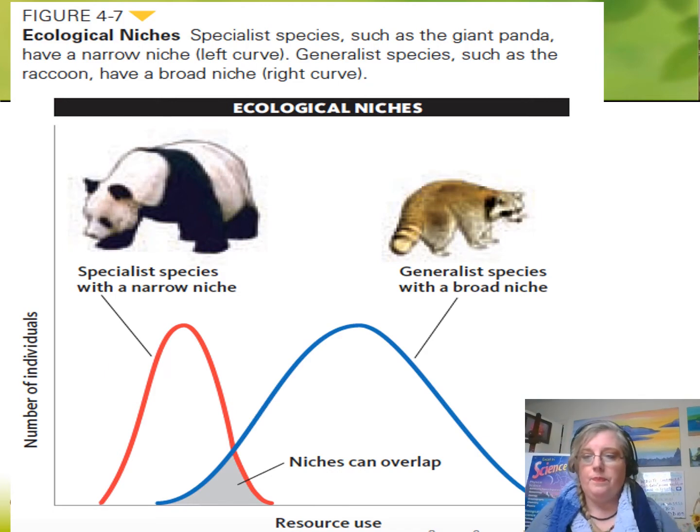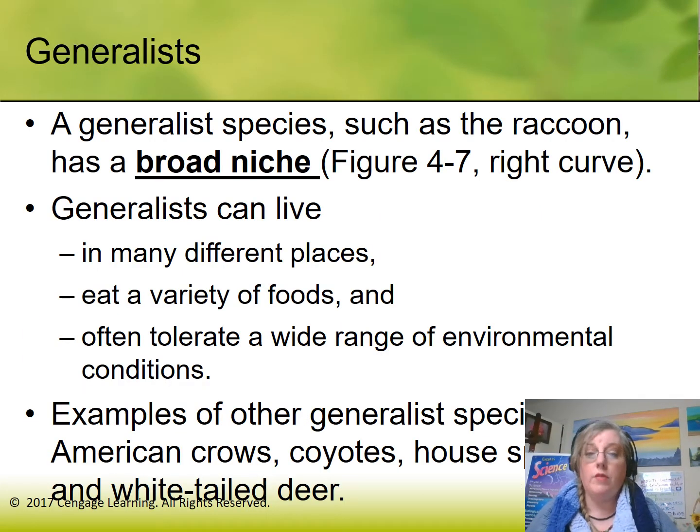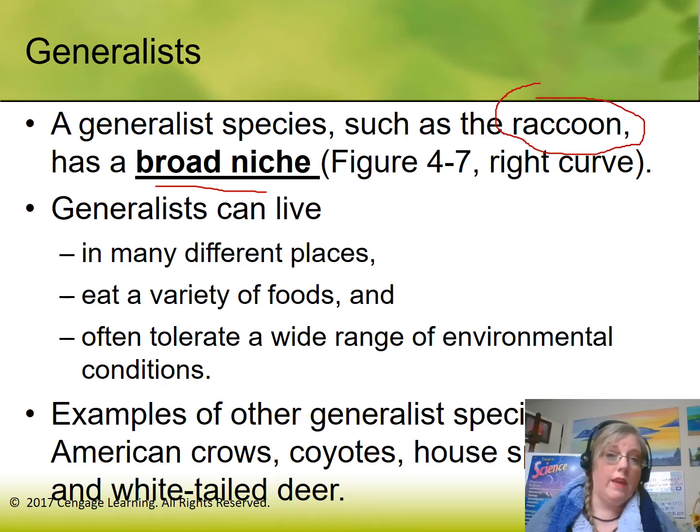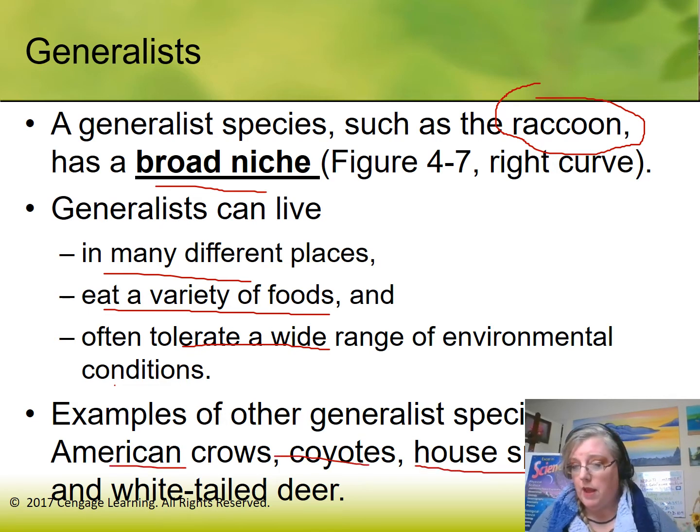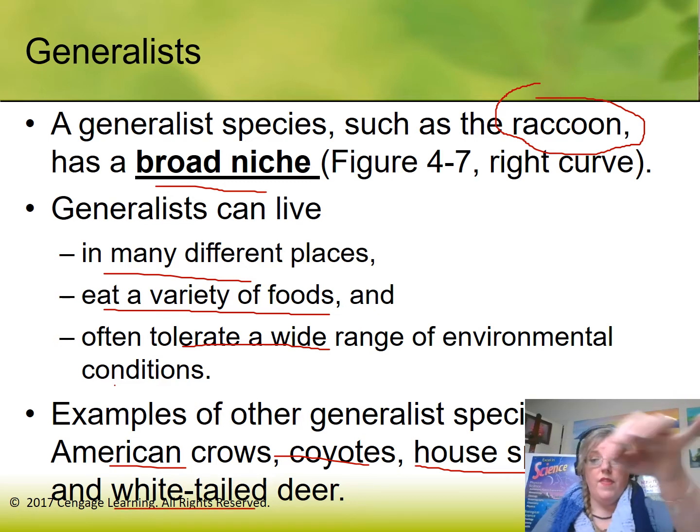The generalists have a really broad niche, like the raccoon. They can survive anywhere, do anything, eat anything, and they're not really picky. They can live in many different places, eat a lot of variety of foods, and tolerate a wide range of environmental conditions. Some other ones are American crows, coyotes, house sparrows, I believe is behind my head there, and white-tailed deer. All of these guys are generalists. They can make their living just about anywhere, no matter what's going on.